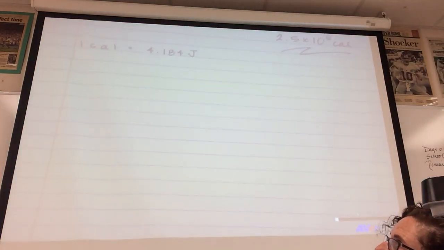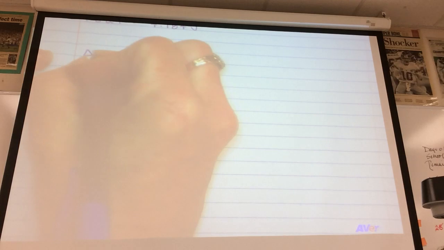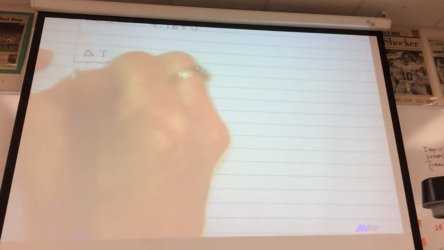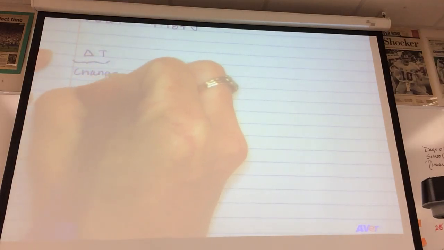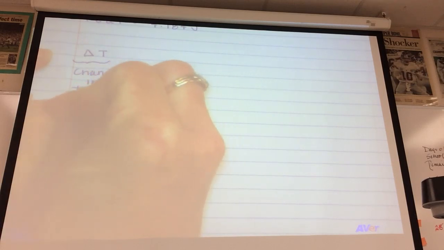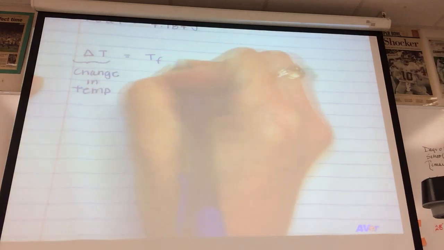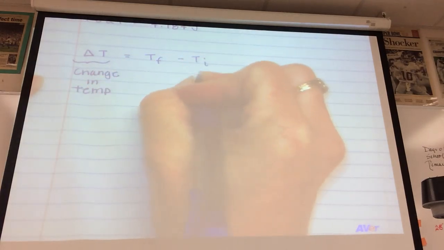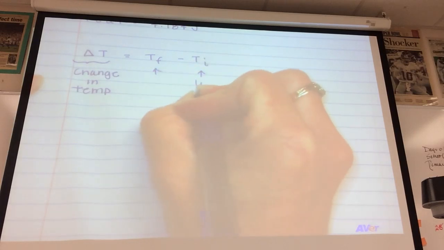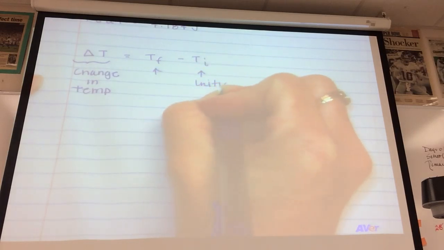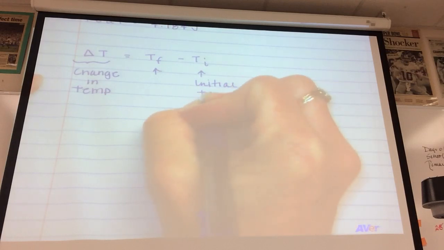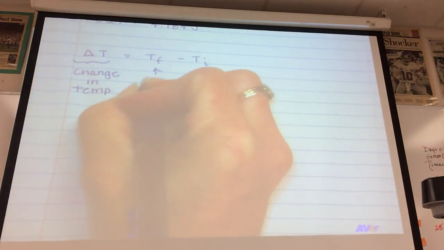Okay, what I mean by that is, when you want to calculate the change in temperature, capital T for temperature, you can do so by subtracting the initial temperature from the final temperature.